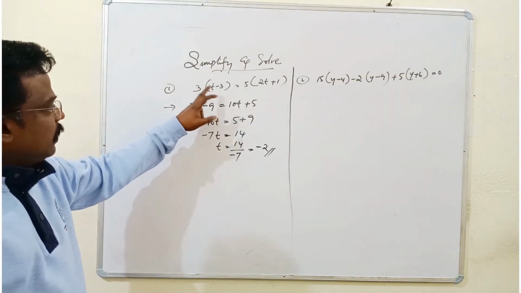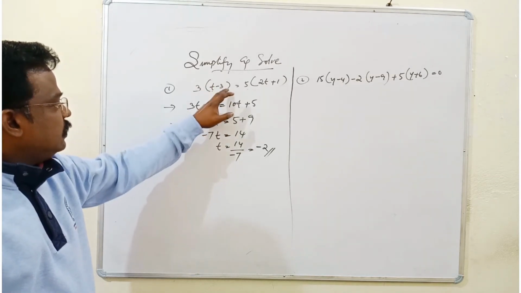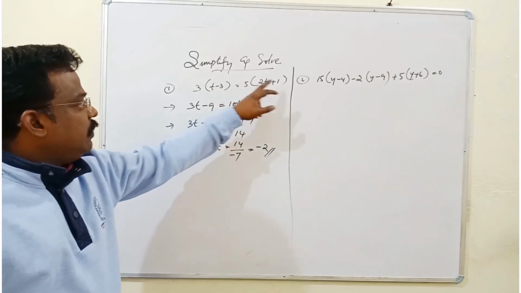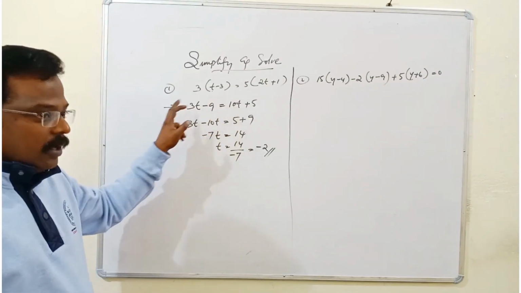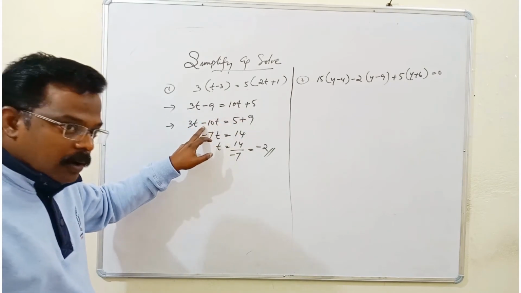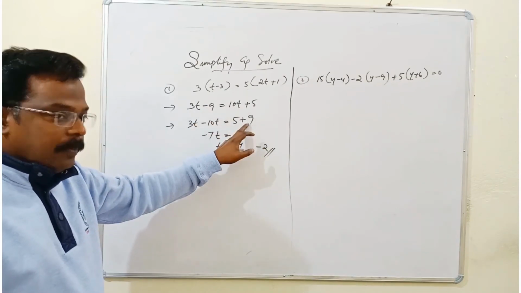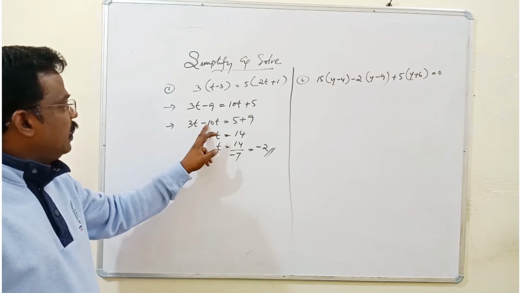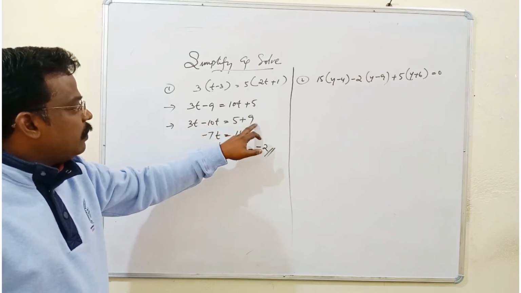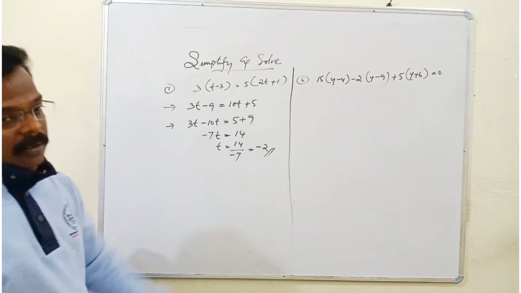First we have to multiply the outside term with the inside terms. 3 into t, 3t, 3 into 3, 9, then 5 into 2t, 10t, 5 into 1, 5. Then bringing the t terms together, 3t minus 10t will become minus 7t, and this 5 is already here, minus 9 will be plus 9. So minus 7t equals 5 plus 9, 14, then t equals 14 by minus 7 equals minus 2.